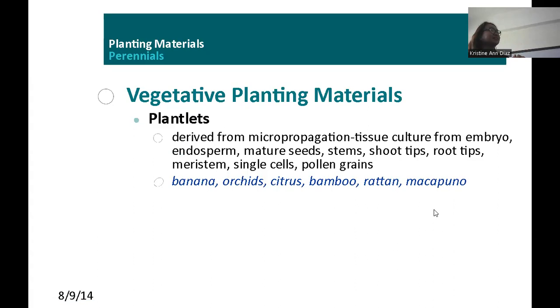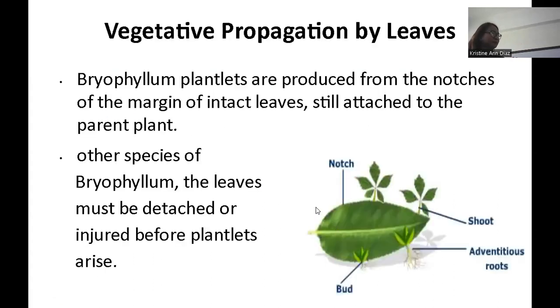Plantlets: banana, orchid, citrus. And pwede rin by leaves like takataka-taka or bryophyllum. Okay. Kita na mo ano, di ba?